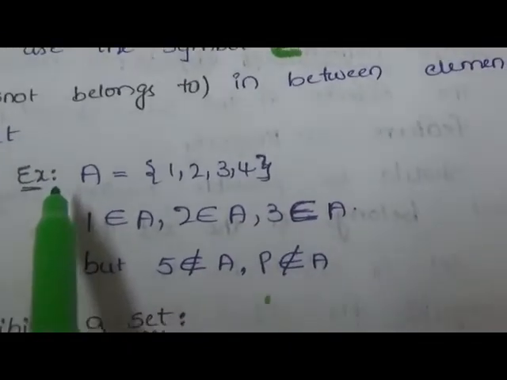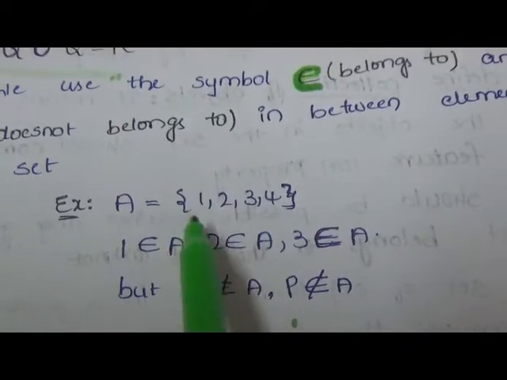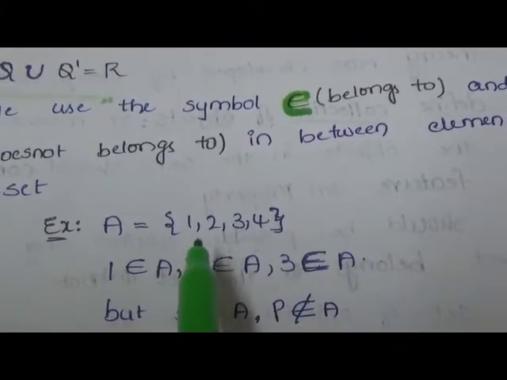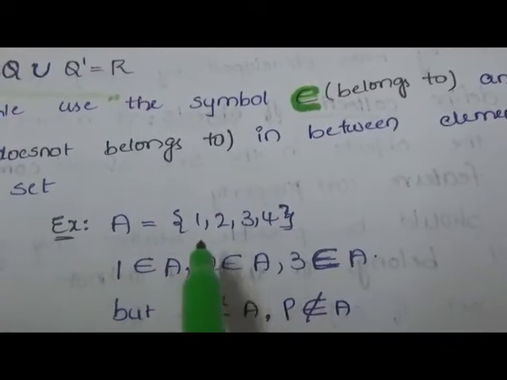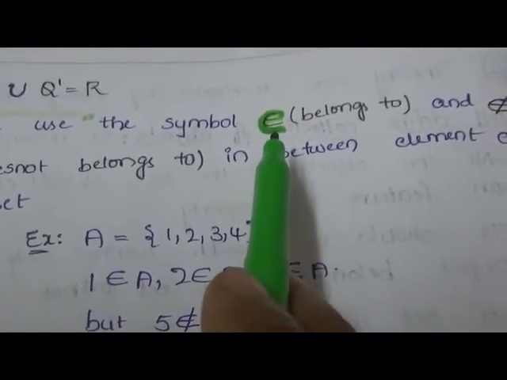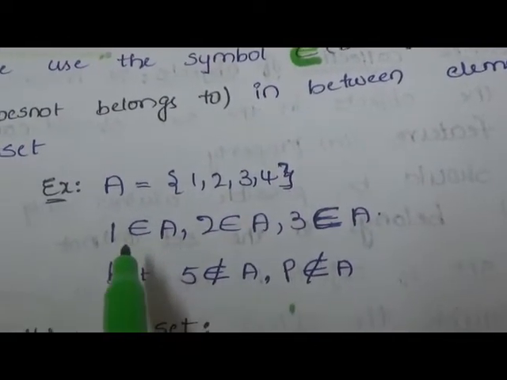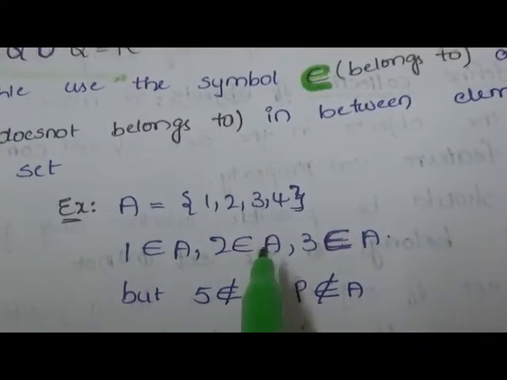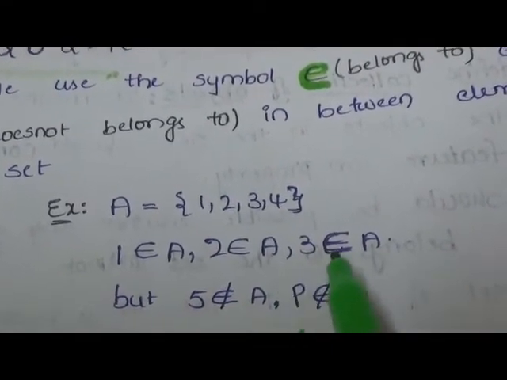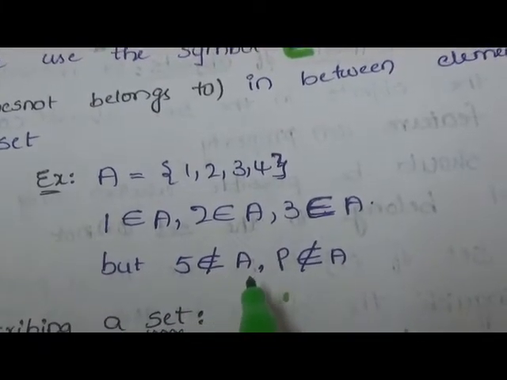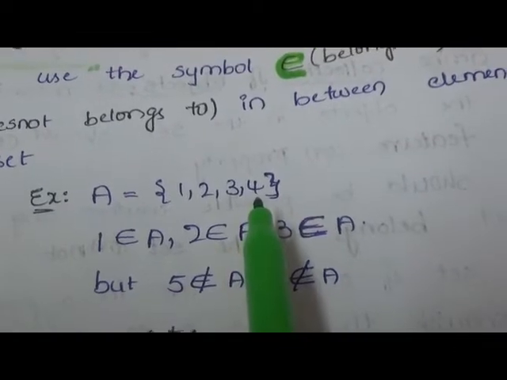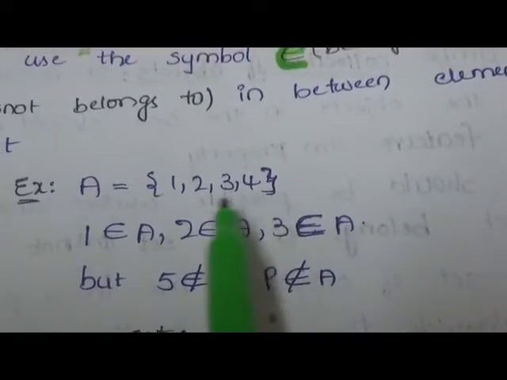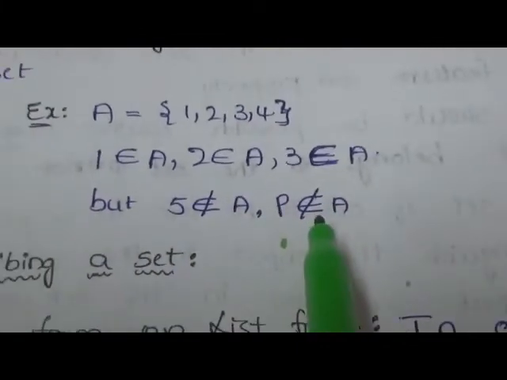For example, A = {1, 2, 3, 4}, where the set is in curly brackets. In the set A, we have 4 elements. Here we use the belongs to symbol: 1 belongs to A means 1 is in the set A. 2 belongs to A, 3 belongs to A. But 5 does not belong to A. Is 5 an element in A? No, so 5 does not belong to A. Does p belong to A? No, there is no p element in A, so p does not belong to A.